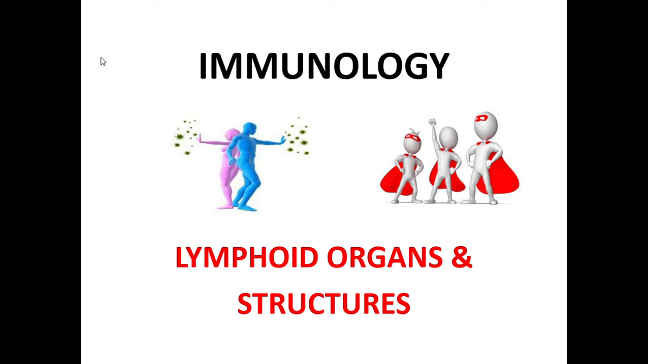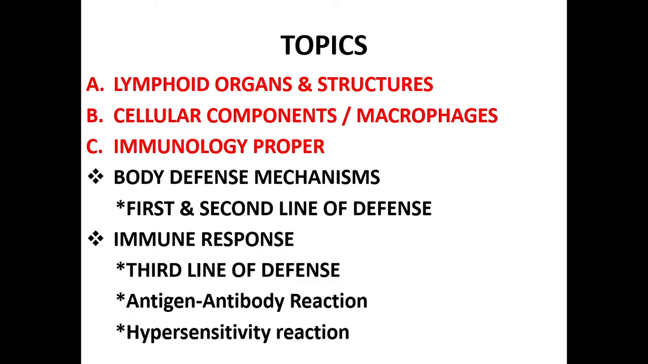Will be immunology. And this is actually a one semester subject. So for us, we will discuss immunology for the time given to me, which is 4 sessions, so 4 hours. The topics will be divided into three. We'll take up first lymphoid organs and structures, followed by cellular components and macrophages.